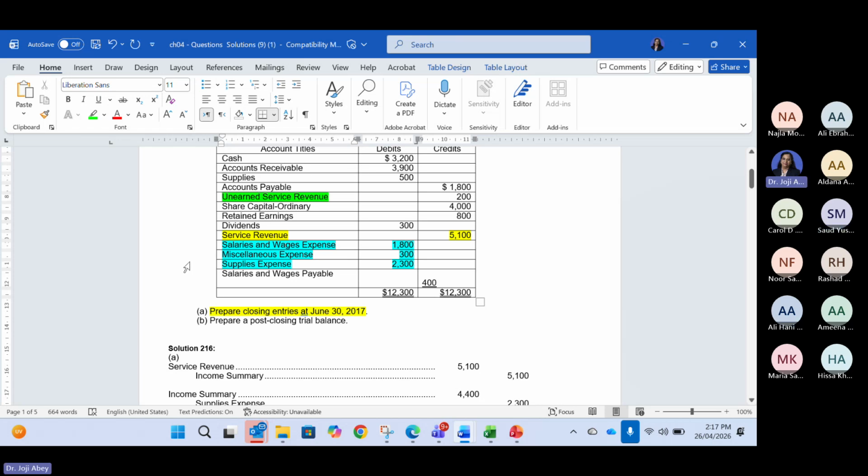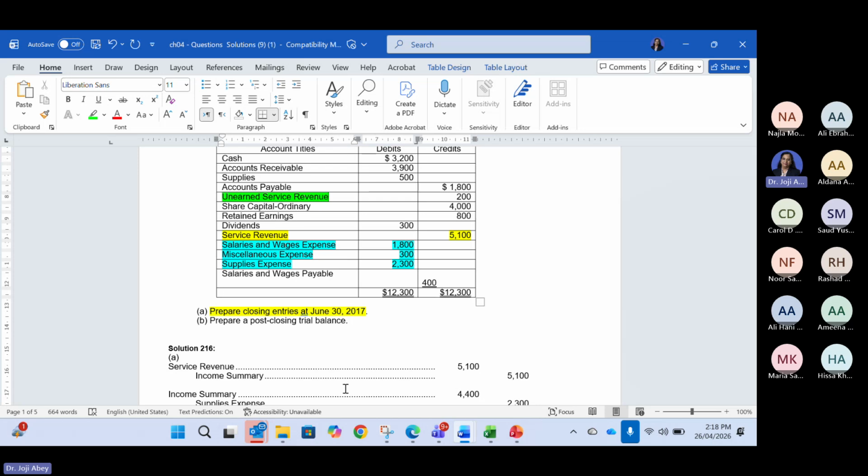Unearned service revenue means the service is not yet performed, or the goods not yet delivered. It's recorded as a current liability. Because you didn't do the work, but you are getting the cash in advance, it will be a liability. For example, prepaid annual software subscriptions, rental fees, and airline tickets.